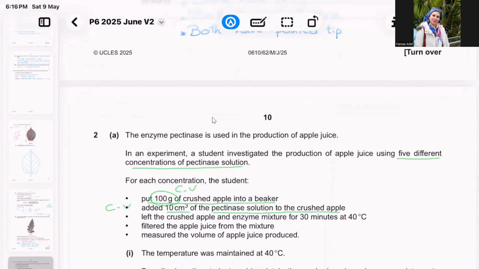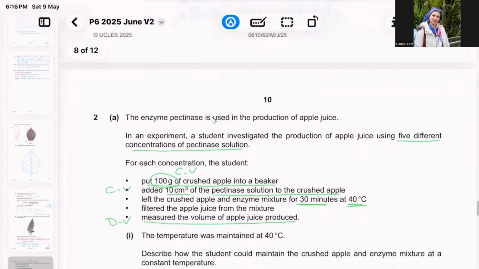Left the crushed apple and enzyme mixture for 30 minutes at 40 degrees Celsius. Also a controlled variable. Filter the apple juice from the mixture, measure the volume of apple juice produced. So this is the dependent variable. The temperature was maintained at 40 degrees Celsius. Describe how the student could maintain the crushed apple and enzyme mixture at a constant temperature.